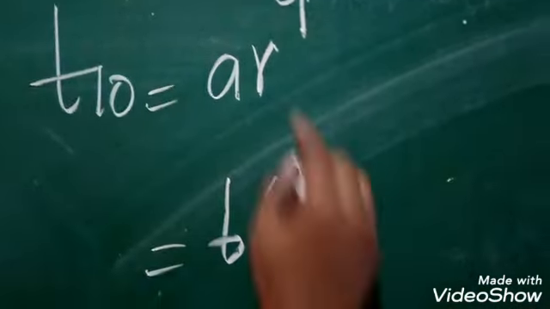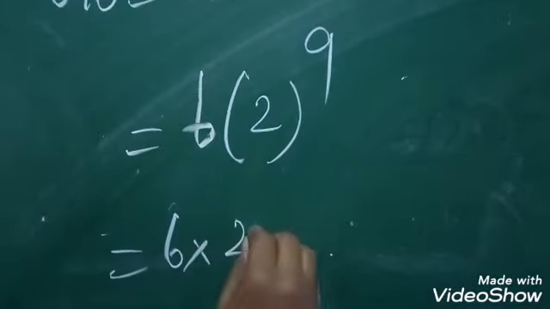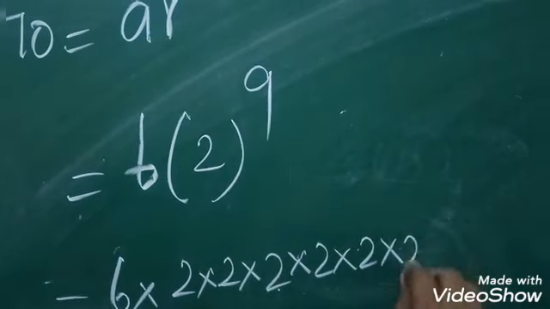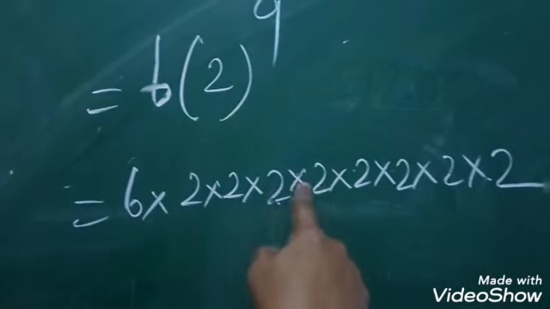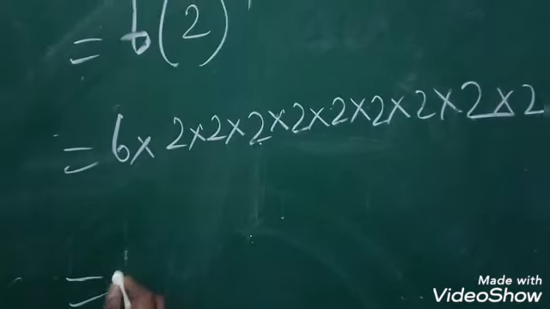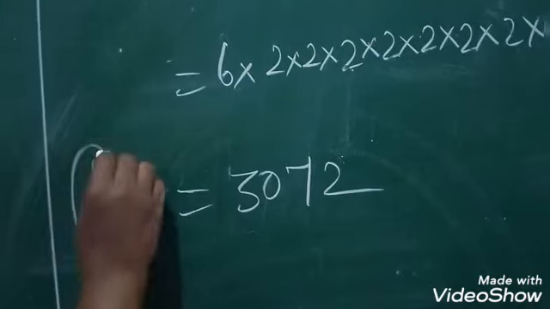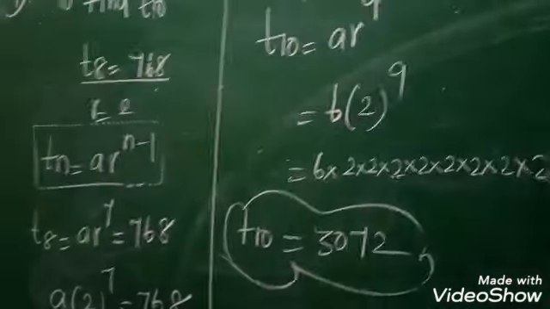So A is 6, and the R value is given, 2 power 9. So 6 into 2 should be repeated 9 times. If you multiply, you will get the answer, 1, 2, 3, 4, 5, 6, 7, 8, 9 times repeated. So the answer is 3072. So the 10th term of the GP is 3072. This is the answer for the 7th sum, girls.